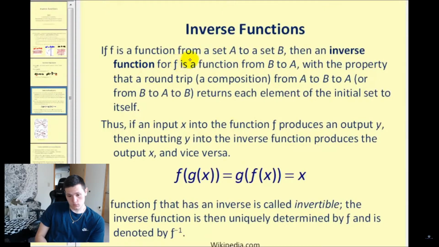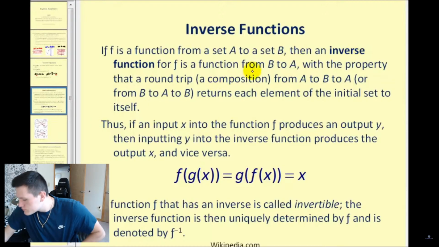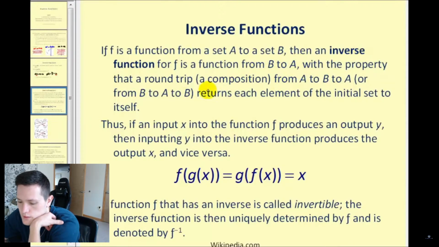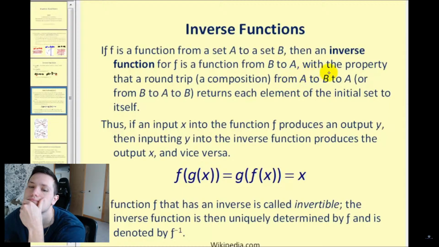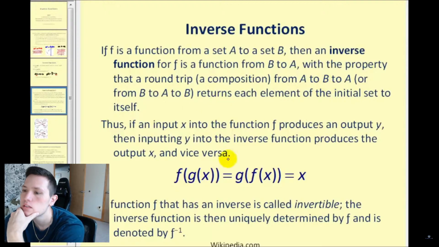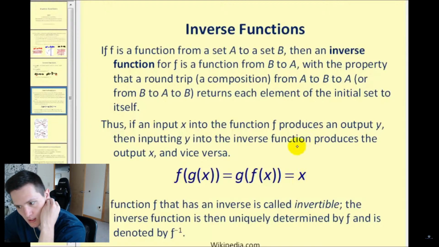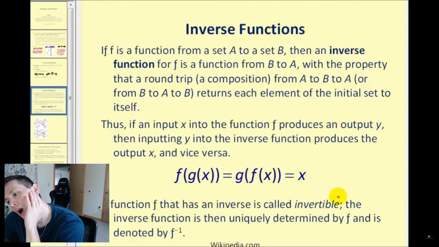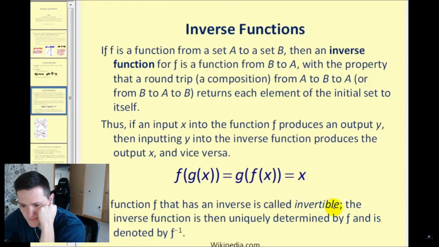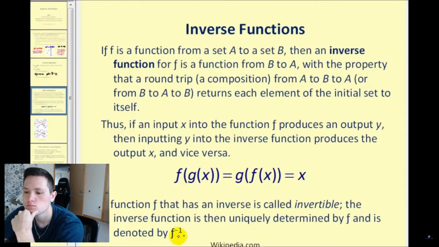If f is a function from a set A to a set B, then an inverse function of f is a function from B to A, with the property that a round trip or composition from A to B to A returns each element of the initial set to itself, which leads us to f of g of x will equal g of f of x, which equals x. And lastly, a function that has an inverse is called invertible, and the inverse function is then uniquely determined by f, and it's denoted by this inverse function notation. And be careful, this looks very similar to exponential notation, but this is inverse notation for function f.